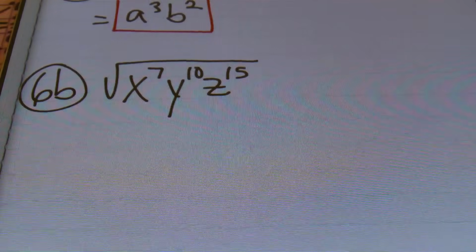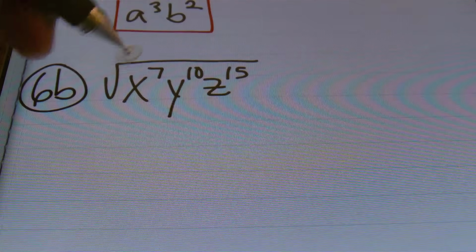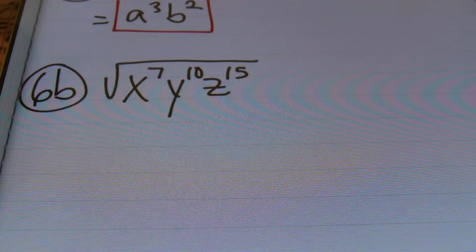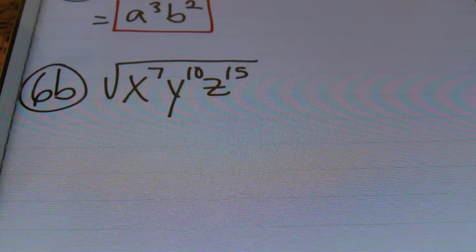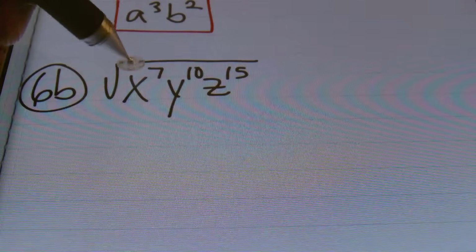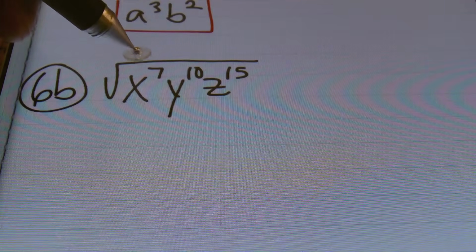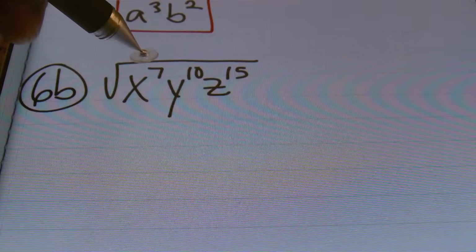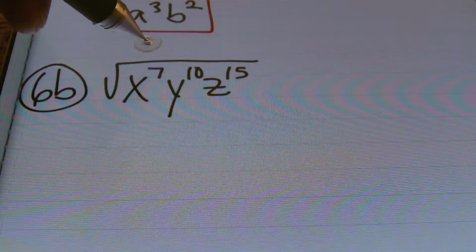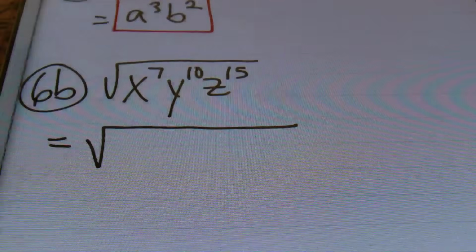Remember, if the index isn't shown on the original problem and there's just the radical sign there, I can assume that the index is 2, meaning that I'm looking for a perfect square. Because I want these exponents to be even in order to take the square root, I'm looking for the largest multiple of 2 that'll go into 7 without going over. I'll be using that to my advantage to expand the problem.